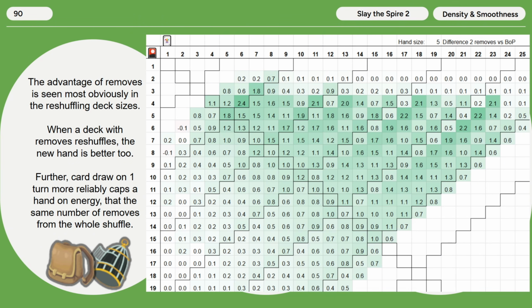Card draw on one turn more reliably caps the hand at that energy level, and when you overdraw like that, you're limiting your surplus, whereas the card removes distribute that over the entire deck. That's the reason there's a bit of a difference, and that's the reason why card removes, again, are even better than card draw the better your deck is. So maybe if you're ever in the shop and you're looking at the 200 gold card remove versus a 200 gold relic like a Pendulum, you can look at the quality of the deck. The better your deck is, the better a card remove is, right? Even at 4 or 5 or 6 cycles, a card remove could be better than a card draw.